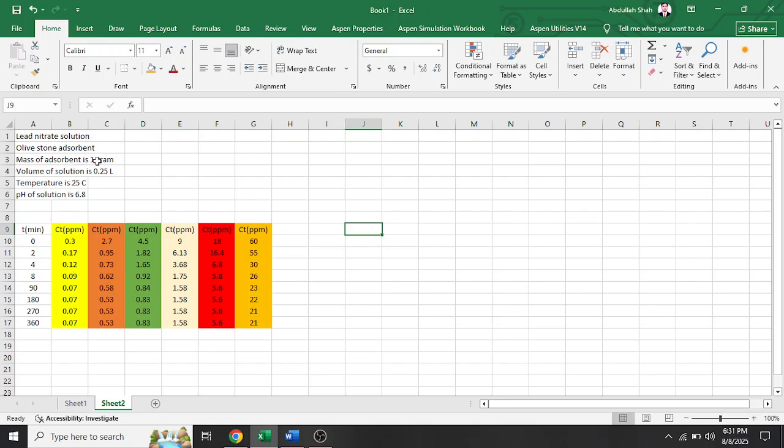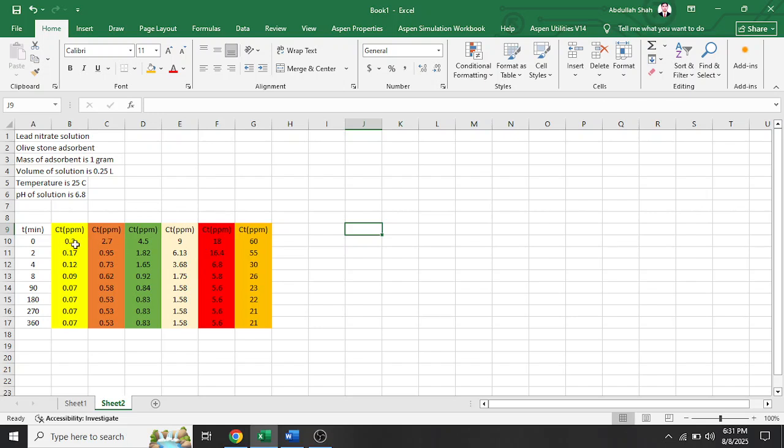The adsorbent will be 1 gram. We will make various solutions having various initial concentrations. For example, these are the various experiments: first, second, third, fourth, fifth, and sixth. We will perform six experiments.